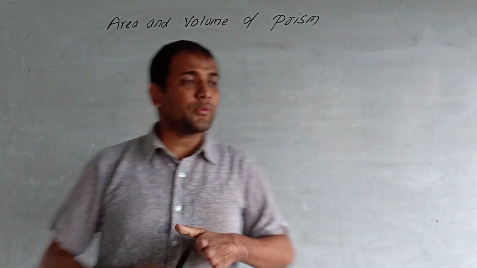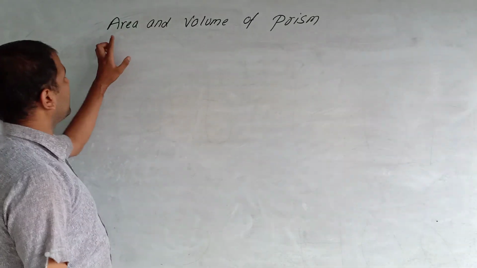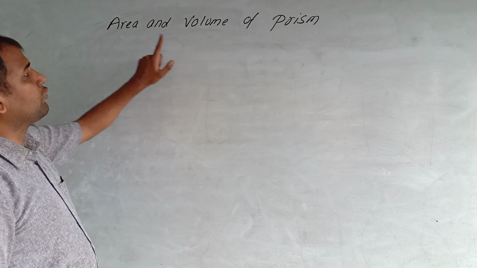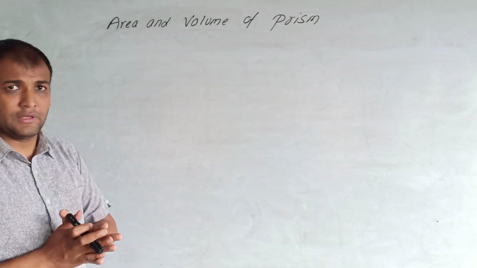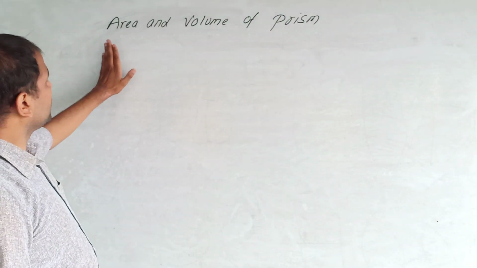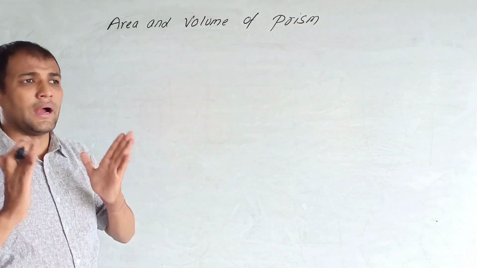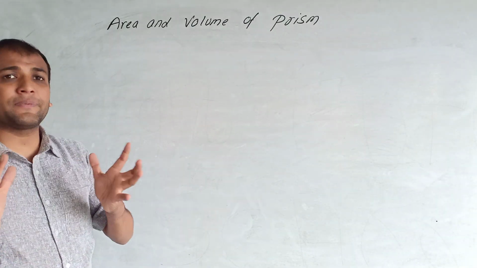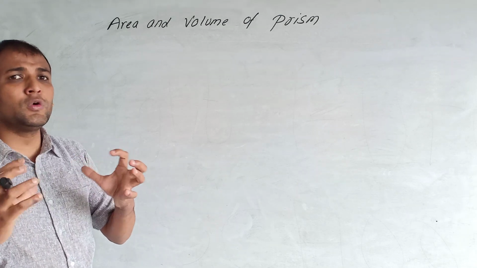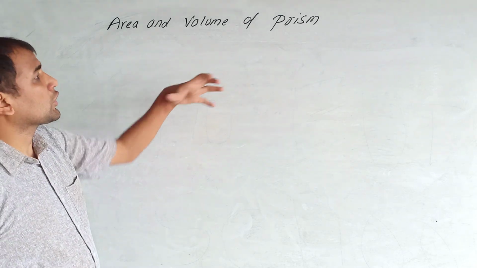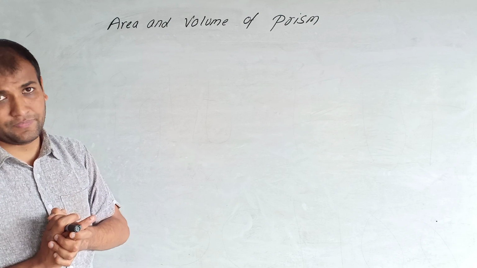Namaste. Today we are going to discuss area and volume of prism. Firstly, we should know what is a prism. Prisms are those solid objects having two parallel congruent bases.